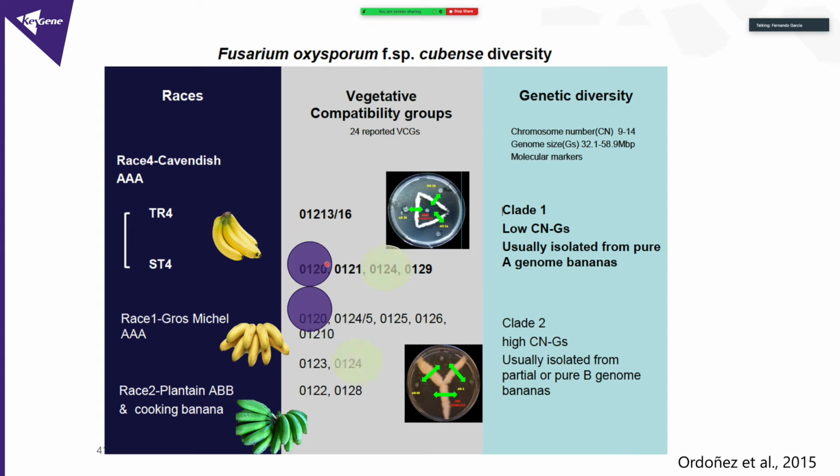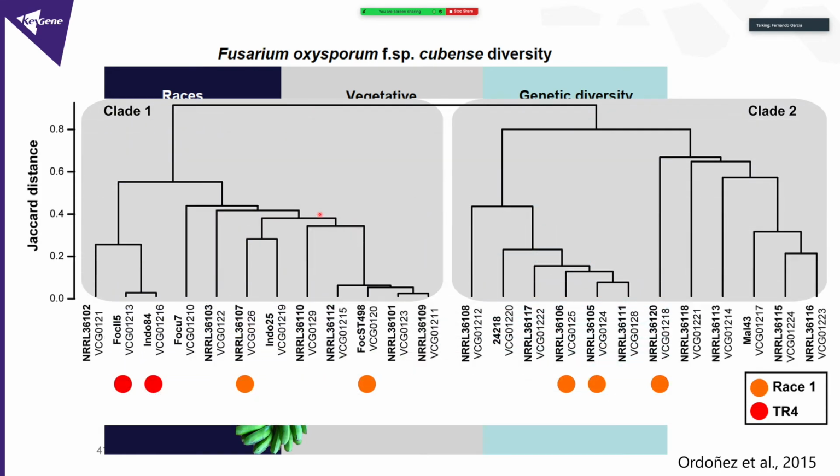And there is another example. This one, the 0124, is considered in some countries subtropical because it was recovered from subtropical areas from a Cavendish. But this one, for example, comes from a plantain, a cooking banana, so they call it race 2. So it's still very complex for this group, but it's very easy for the tropical race 4 because it's just one. That's why we don't have diagnostics for each of these, but we have a good diagnostic for this one, which is essentially the most important at the moment.